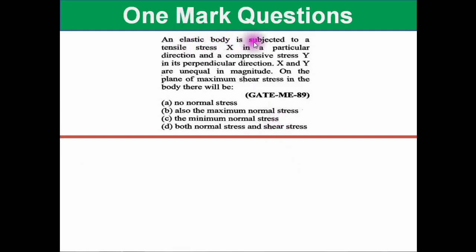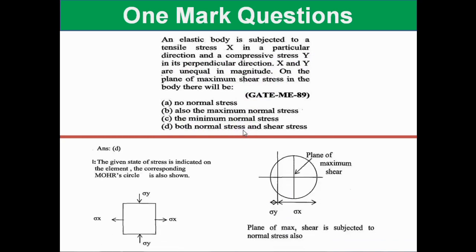An elastic body is subjected to a tensile stress X in a particular direction and a compressive stress Y in its perpendicular direction. X and Y are of unequal magnitude, and the plane of maximum shear stress in the body will be subjected to both normal stress and shear stress. We know that this line passing through the center of the Mohr circle is known as the plane of maximum shear stress. In the plane of maximum shear stress, the y coordinate is equal to tau max, and the x coordinate is equal to the mean of sigma x and sigma y.